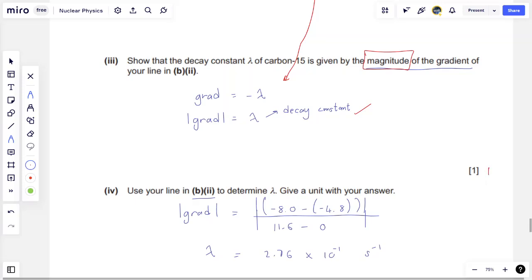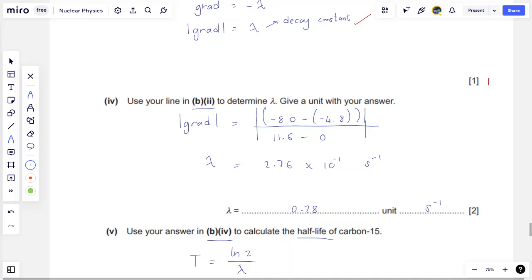Obviously, you didn't have to write it in as many lines as I did, but again, showing you how to go about getting your solution. As you practice more, you notice that your time to solve these problems becomes less. Also, the number of lines you use becomes less. Number 4 says, using the line specifically, find lambda. Give a unit with your answer.